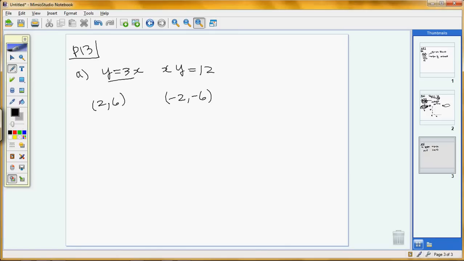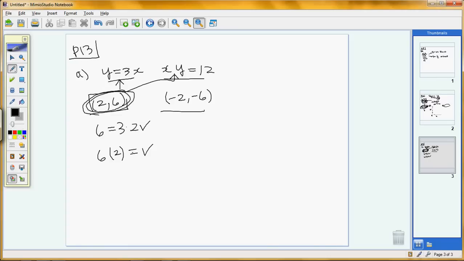So we have the first test, y equals 3x, and the second test, x times y equals 12. I'll show you that the first point will pass both tests. It's easy. Plug that in. Y is 6 equals 3 times x, which is 2. This is true, so you passed the first test. Let's work on the second test. We have x times y. X is 2 and y is 6. That is 12. So you pass both tests. So this point, (2, 6), is an intersecting point. So that's part A.